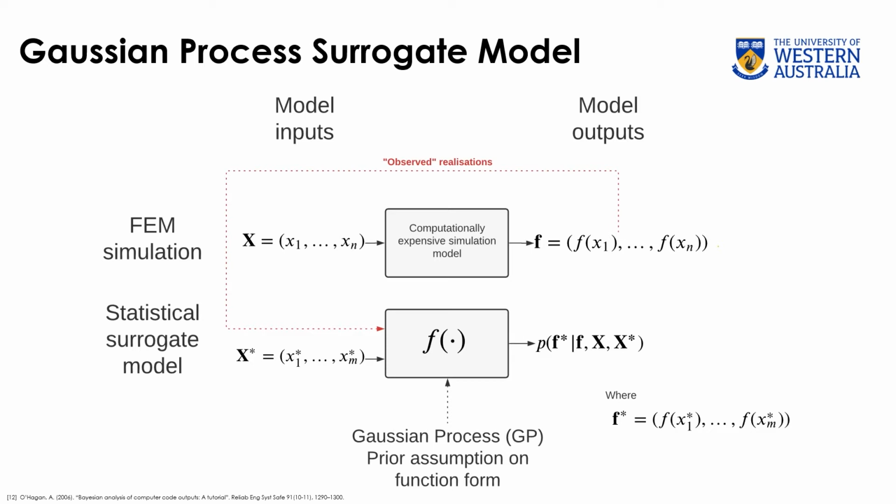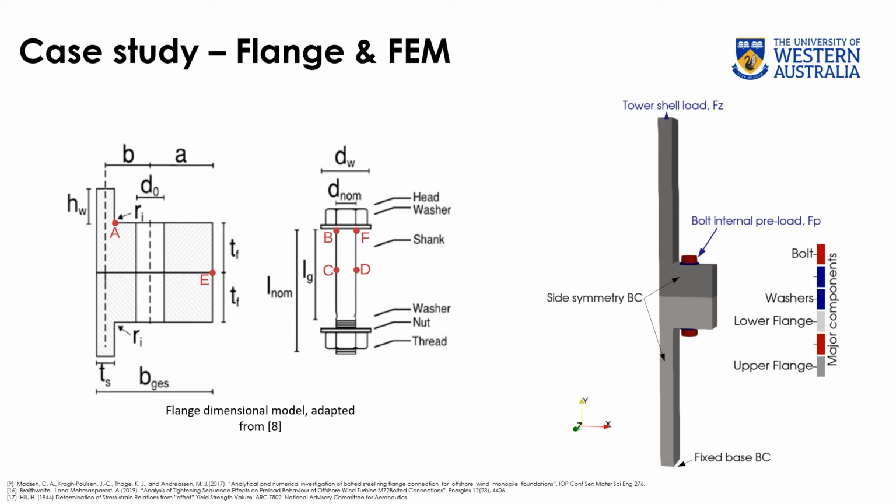Using the GP surrogate model avoids the need to continually query the computationally expensive FEM simulation at different points on the input space. We move to the case study considered in the paper. The bolted ring flange is based on an application detailed by Madsen and colleagues in their 2017 paper. A 6 meter diameter connection with 140 M64 grade 10.9 bolts is modelled.